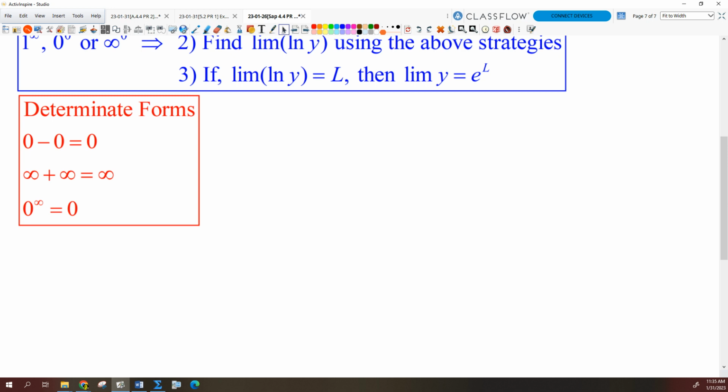Okay, these are not indeterminate. Those are determinate forms. If you see those, you're done. 0 minus 0 is equal to 0. That's not indeterminate. If your limit looks like that, that's your answer. If your limit looks like infinity plus infinity, your answer is infinity. Or if it's negative infinity minus infinity, it's negative infinity, right? If it's 0 to the infinity, the answer is 0.